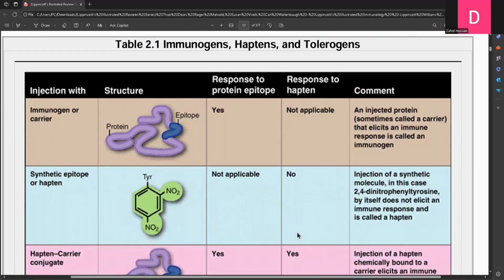So we come to the conclusion that immunogens are those which induce immunity, and haptens are those substances which are antigenic in nature and not immunogenic because they are very small in size. But when they are conjugated with a protein, they become immunogenic. And tolerogens are those substances which induce tolerance, and tolerance is the non-responsiveness of the immune system.